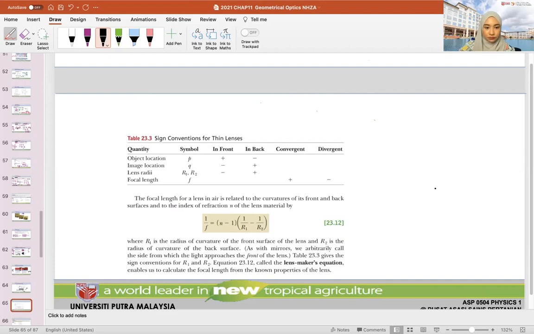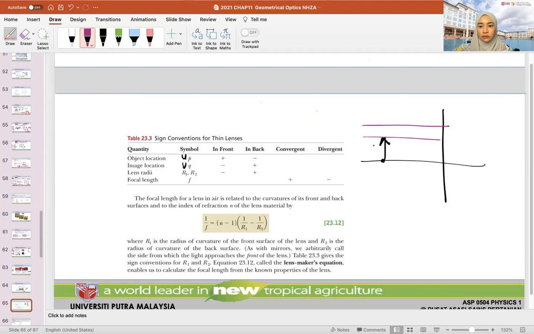Okay. So this is the sign convention for thin lenses. A bit boring, right? Bear with me. The object location, which we call U, and the image location V. If the object location is in front of the lens, so let's draw this as the lens, your object location is here, in front of the lens, where the incident light is coming from. Then you would have a positive U value.